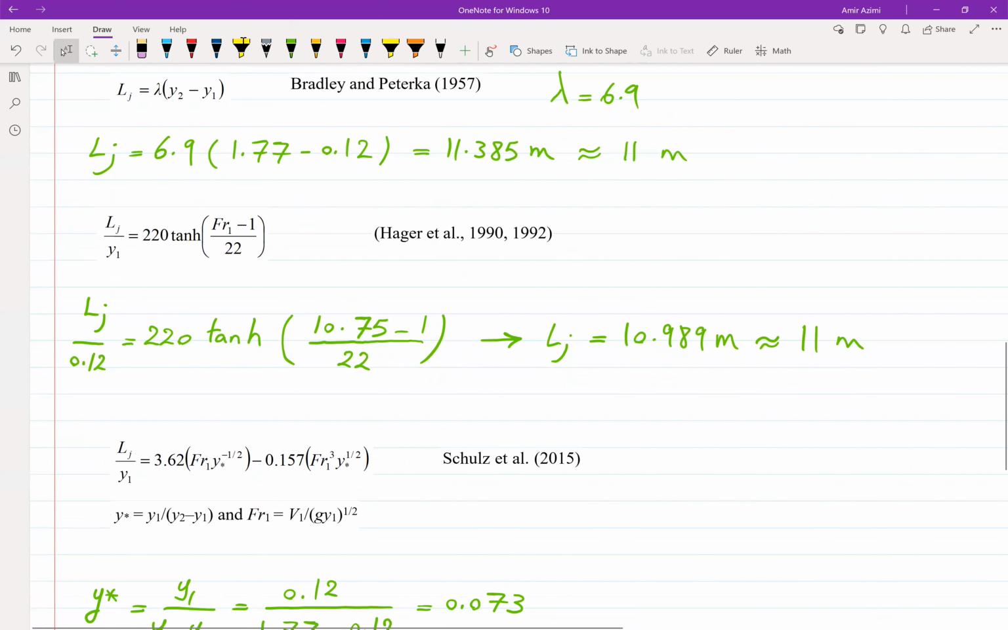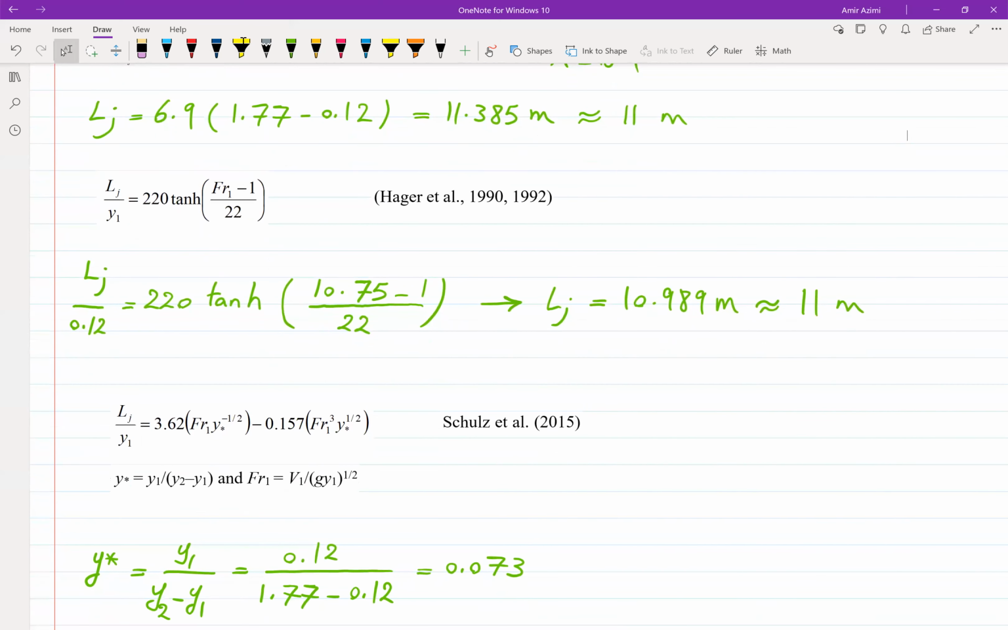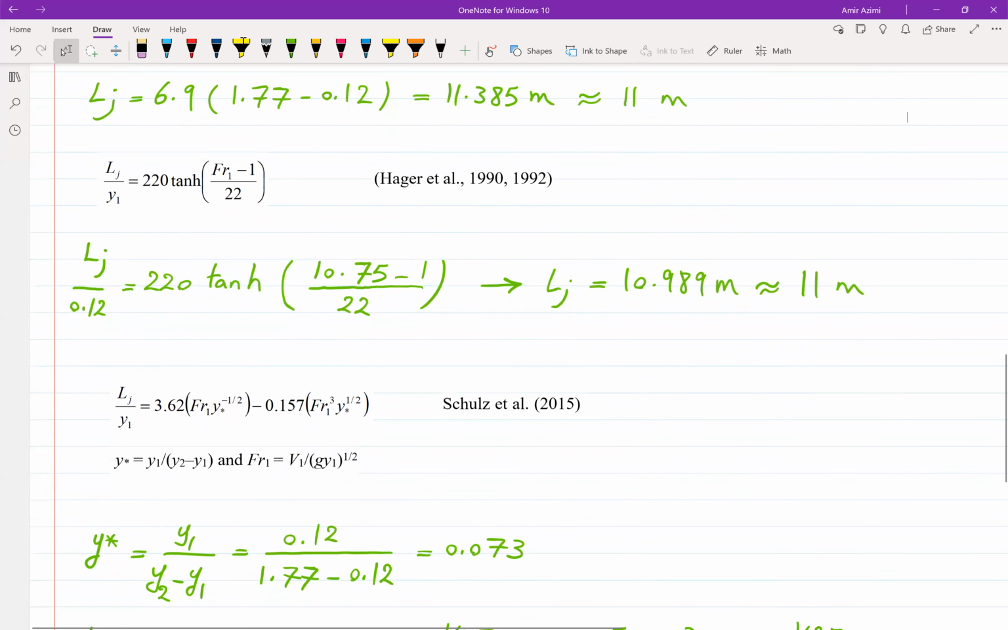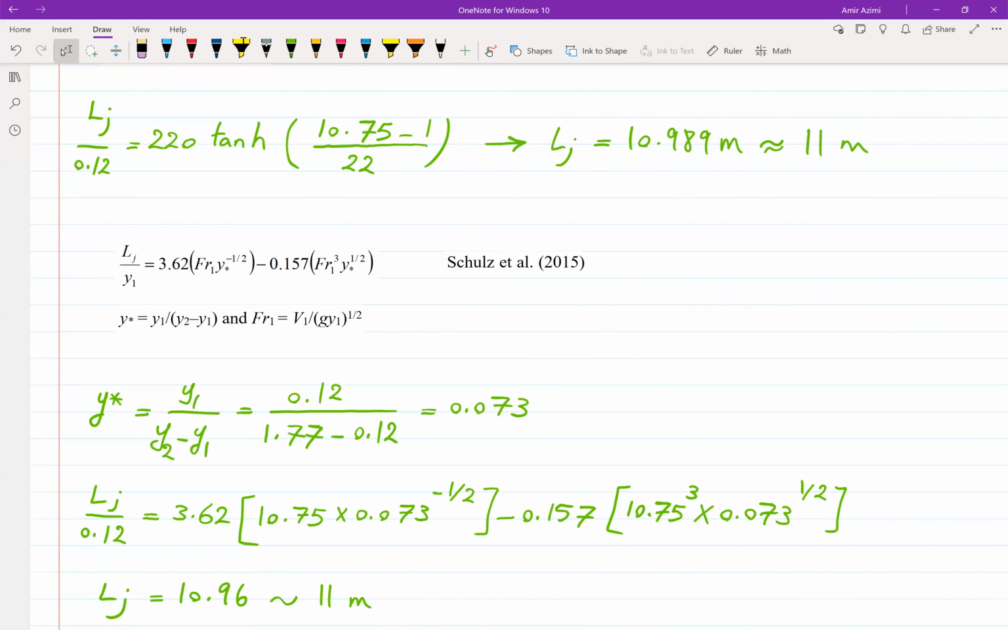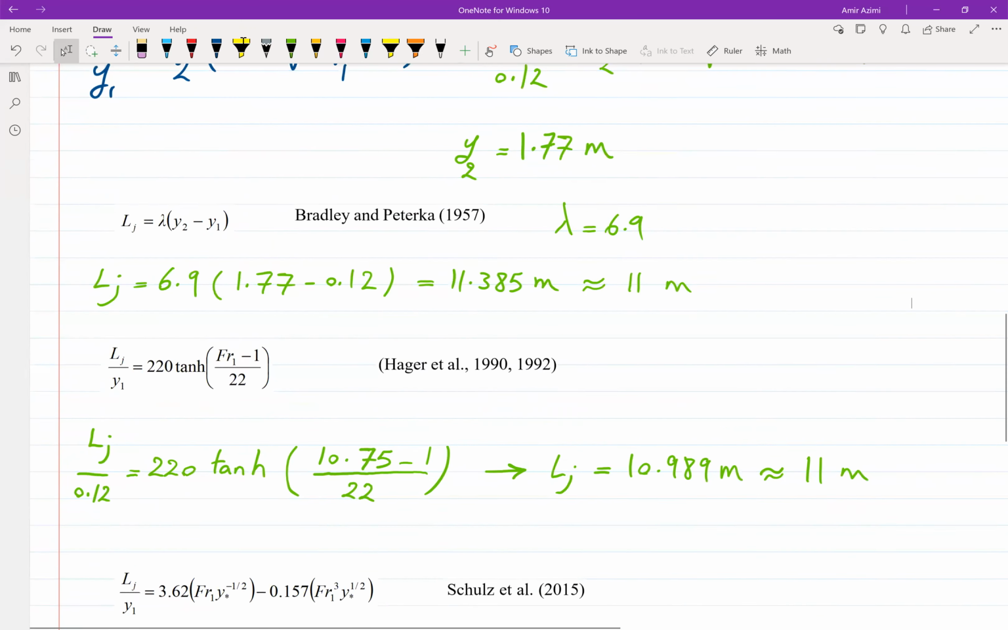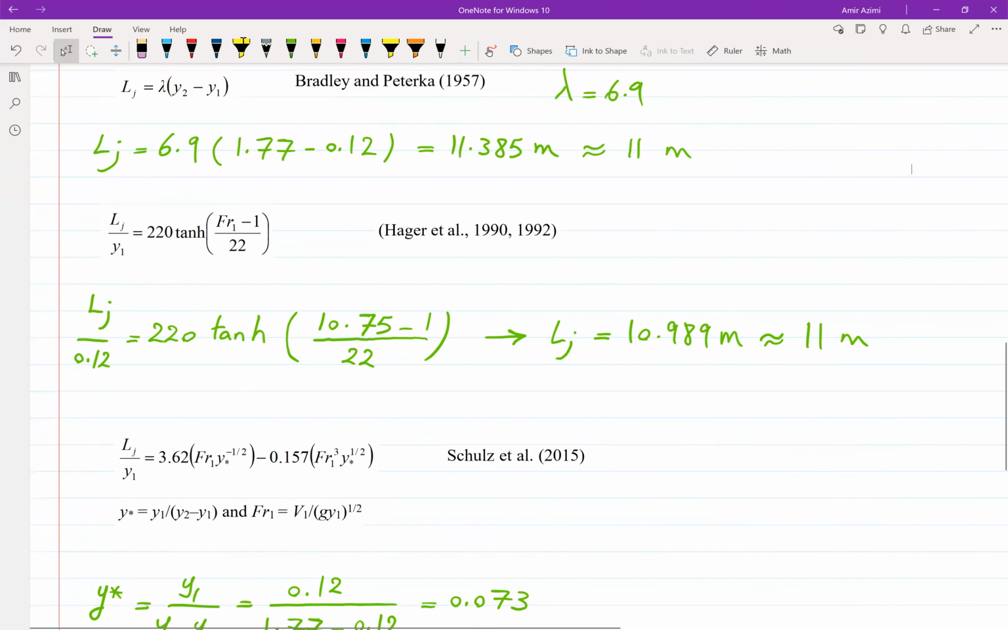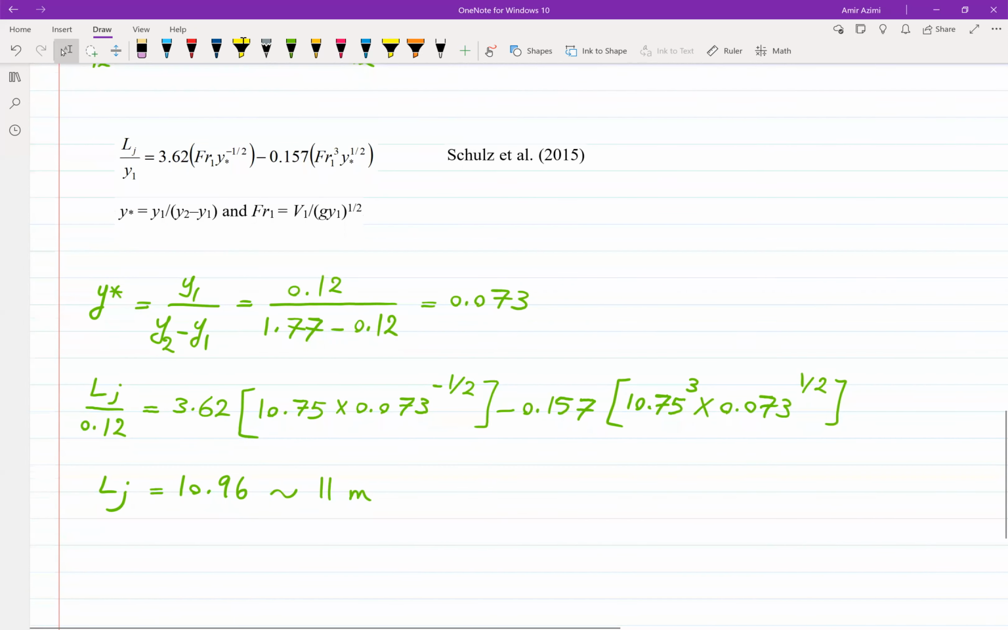Then Schulz et al. requires a little bit more calculation in terms of determining Y star, which is the ratio of Y1 divided by Y2 minus Y1, equal to 0.073. And then you use LJ, which is a function of Y star and Y1 squared. If you do the calculation, you will get LJ equal to 10.96, which is roughly 11 meters. So you'll see that over the years equations become more complicated, but they will probably give you the same results.